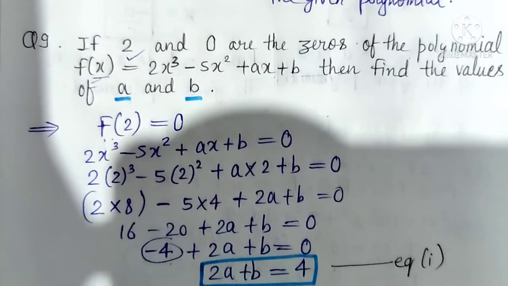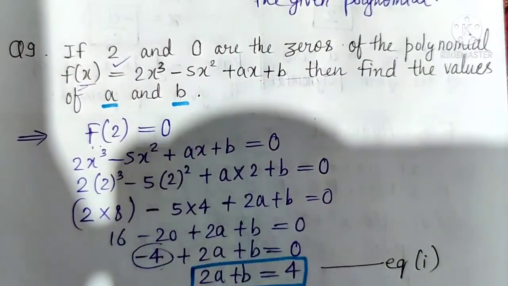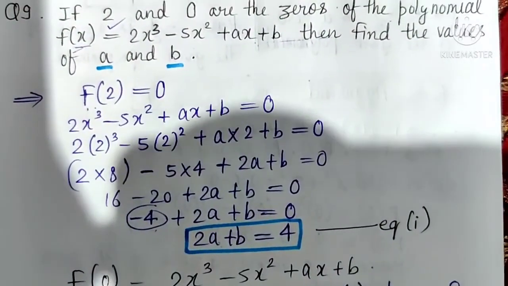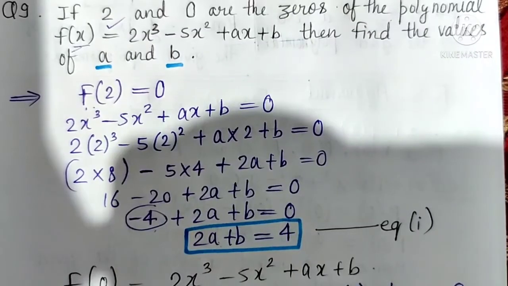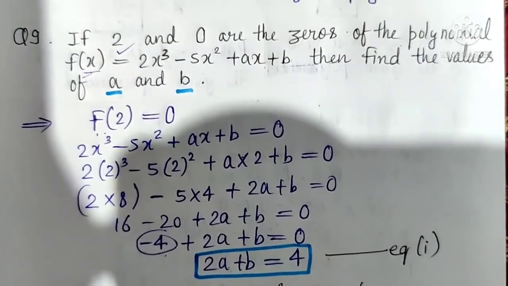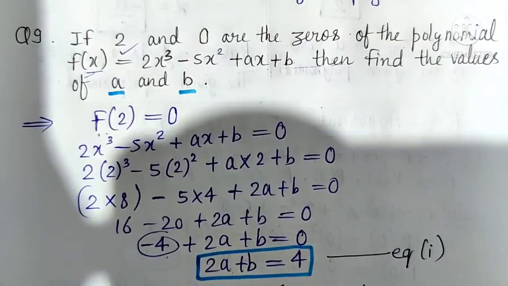And this is the question: find the value of a and b. In this way we have done question number 9, the last question of R.S. Aggarwal. This type of question can also come, so you don't panic. At that time you can solve it in this way.